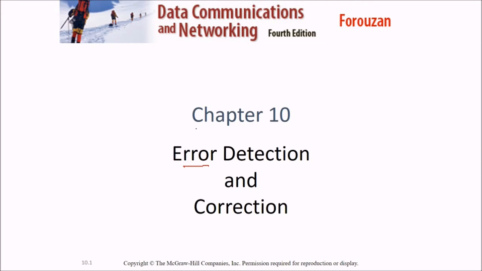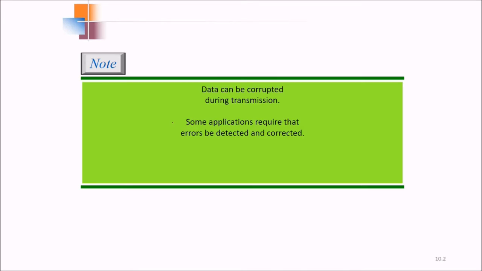What can be the errors? What are the types of errors? And what are the correction techniques which we can employ? Data can be corrupted during transmission from one point to another. It is not necessary that if 101 has been sent, you always receive 101. You may receive 010, maybe. Some applications require that errors be detected and corrected. Some applications may not stand any sort of errors.